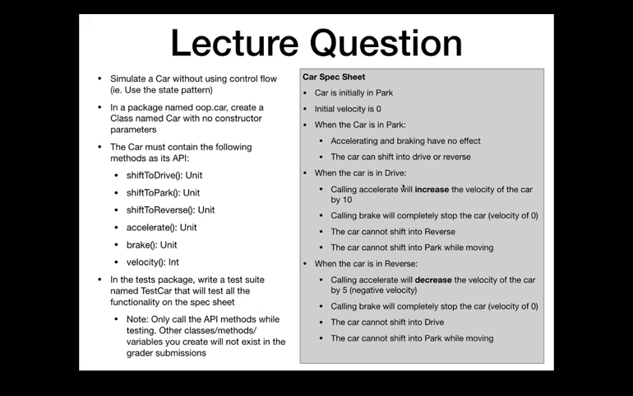And in either of these gears, drive or reverse, hitting brake, so calling the brake method, is going to reduce your velocity all the way to 0. So, for example, a typical usage of your car: you start, it's in park, you shift into drive, accelerate maybe 3 times, you're going 30. Hit the brakes to stop, you're going 0, and then you can shift back into park and then stop your car. You can shift into reverse at that point, accelerate a few times, start moving in reverse, hit brake, go 0 again, and then shift into park to stop the car.